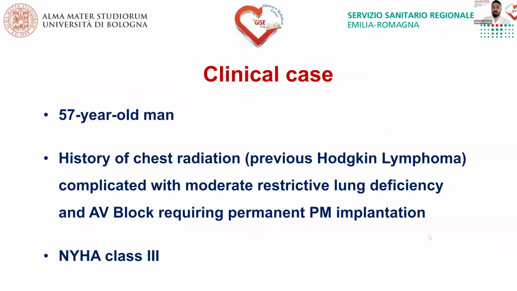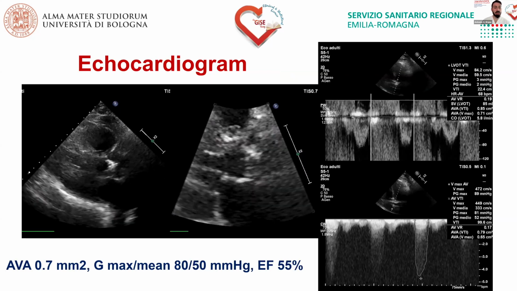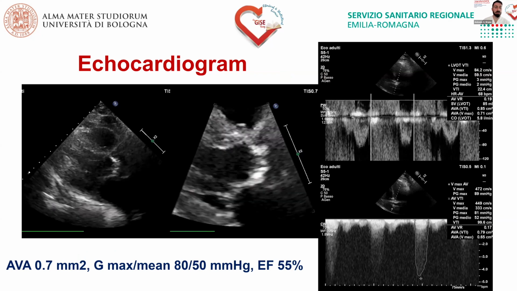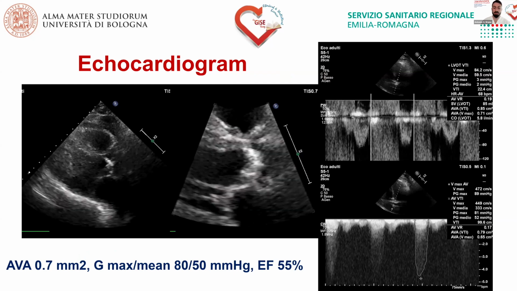Thank you, Julia. Let's go straight to the clinical case, which is the case of a 57-year-old man with a history of previous chest radiation because of a previous Hodgkin lymphoma. Chest radiation that was complicated with moderate restrictive lung deficiency and atrioventricular block requiring permanent pacemaker implantation. He was referred to our institution in NYHA class 3 because of a concomitant severe aortic stenosis. As you can see here, he had an aortic valve area of 0.7 with a mean gradient of 50 and ejection fraction of 55%.